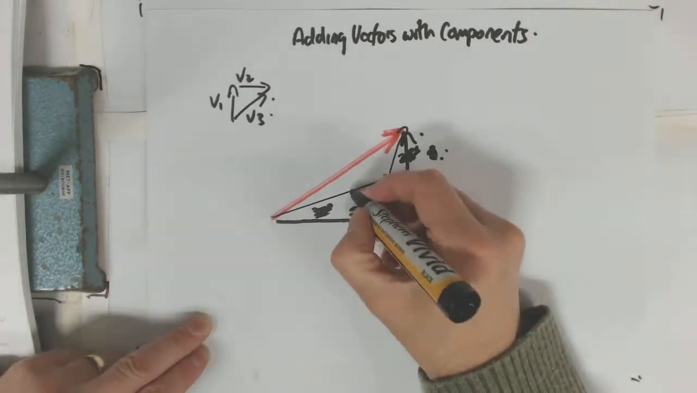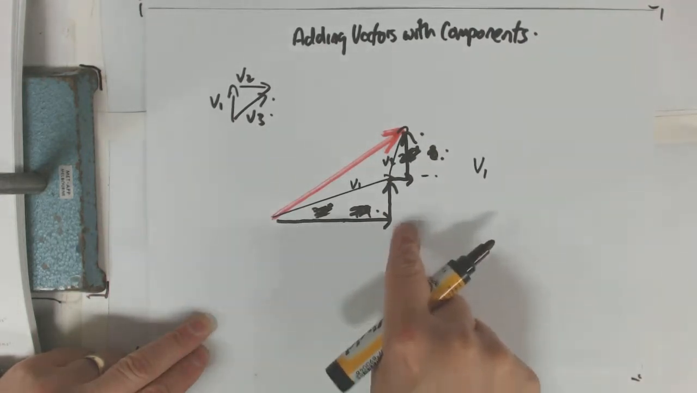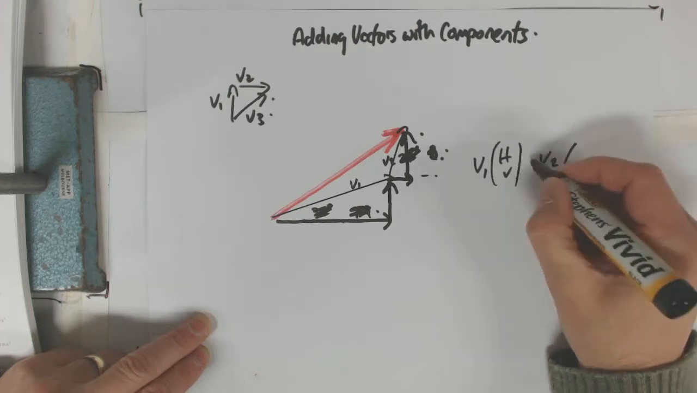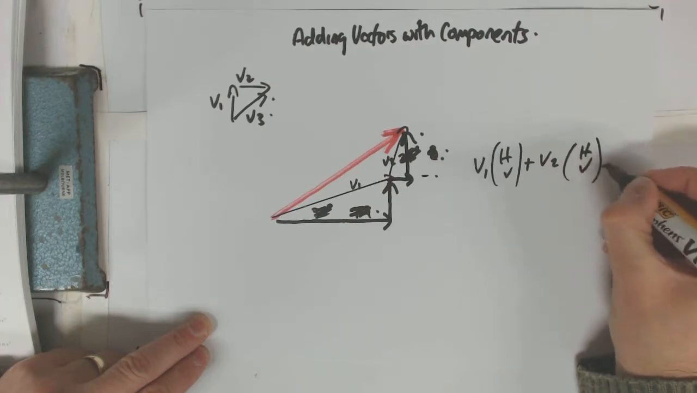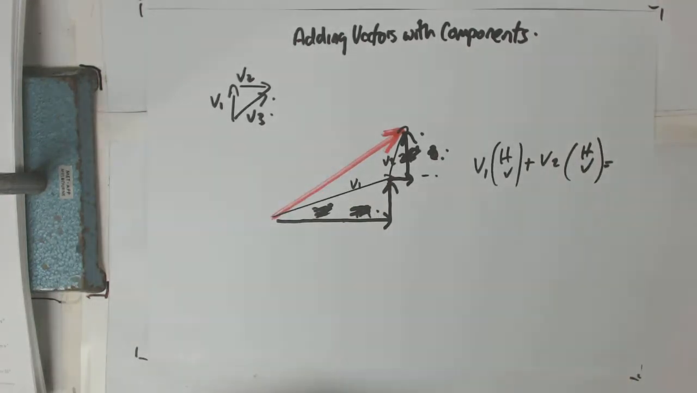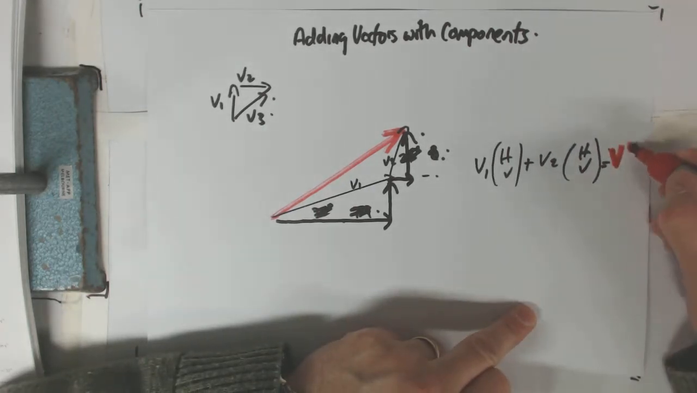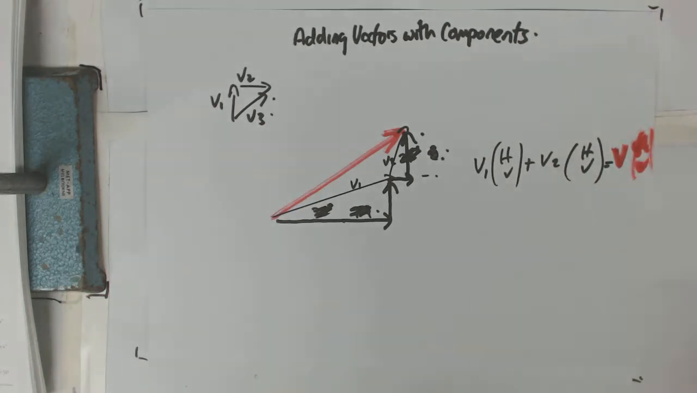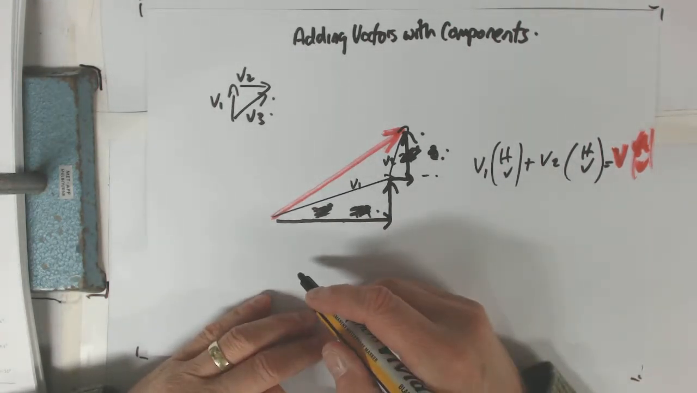I'll call that one V1 and I'll call that one V2. V1 has a horizontal and a vertical component, and V2 has a horizontal and vertical component. So the sum, the red vector, will just be the sum of the horizontal and vertical components. Sorry about that real crappy red pen. So you can do each bit separately.